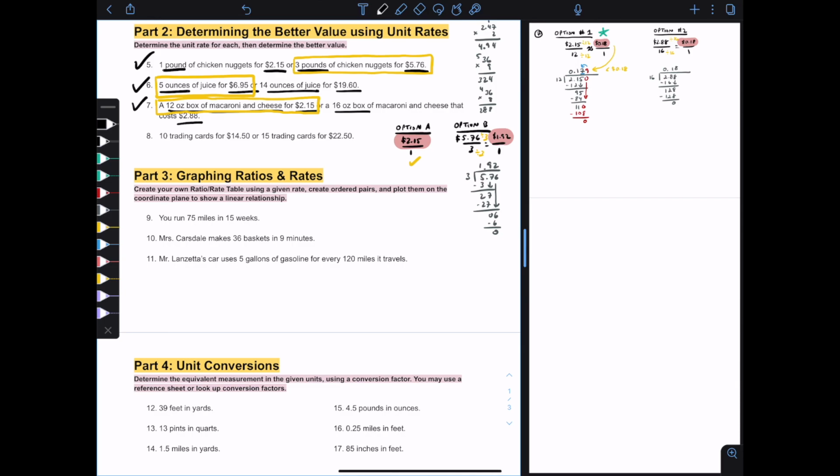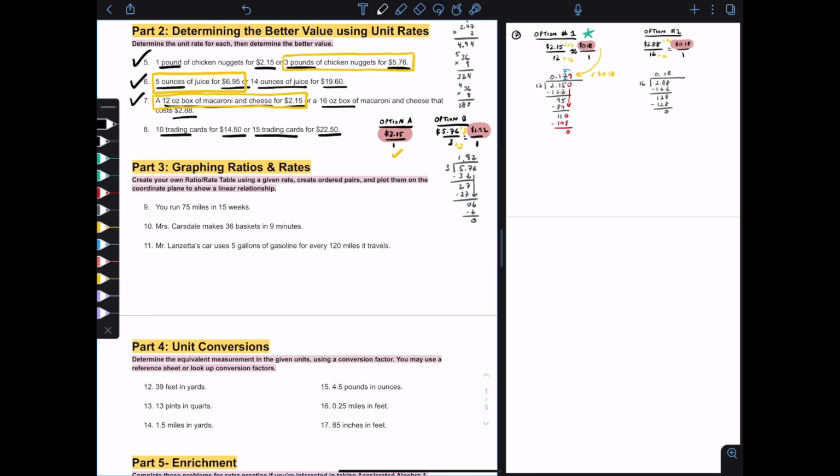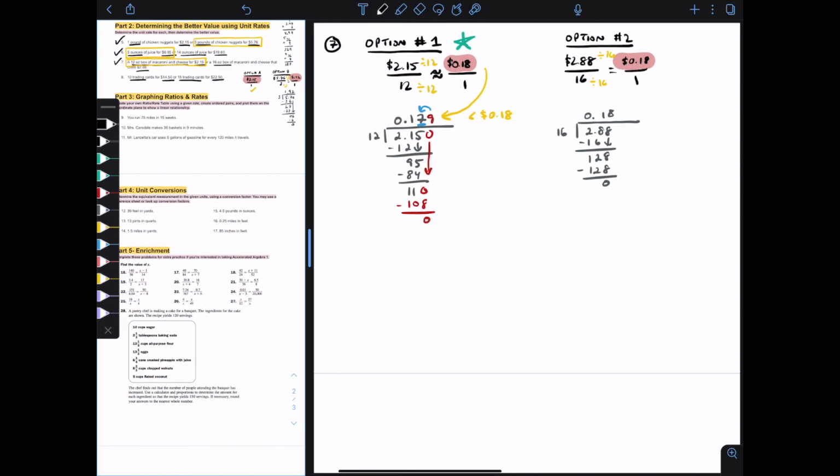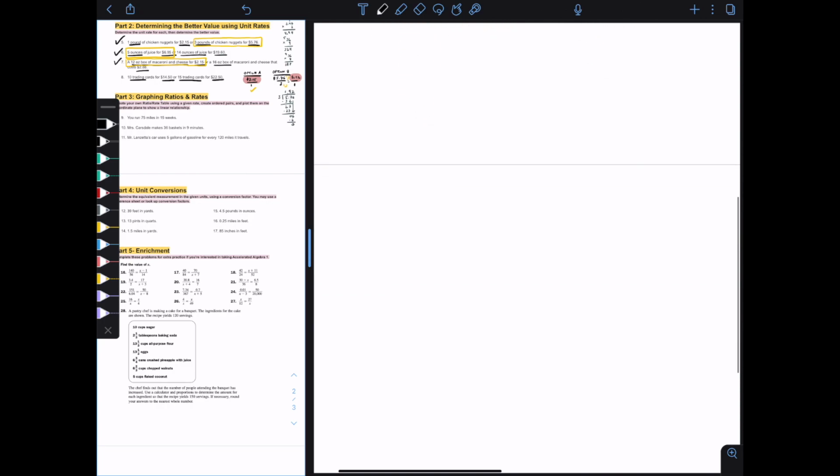Sorry. Okay. The next one we have here is 10 trading cards for $14.50, or 15 trading cards for $22.50. So we want to find out the better deal between these two. Maybe I'll just start on a new page so I don't have to move stuff around.